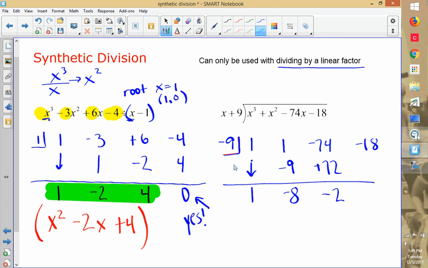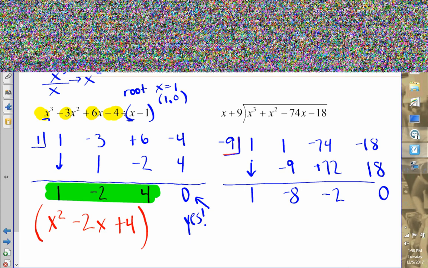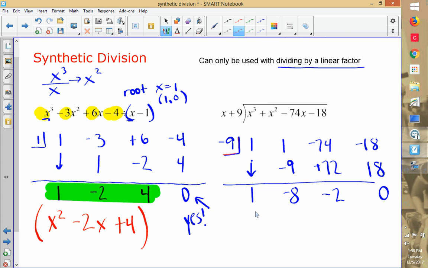Negative 2 times negative 9 is a positive 18, and I can tell right away that that's awesome. I'm going to get 0, which means these are your coefficients for your polynomial 1 degree less than x to the third. So x squared minus 8x minus 2. And that's our answer on that one.